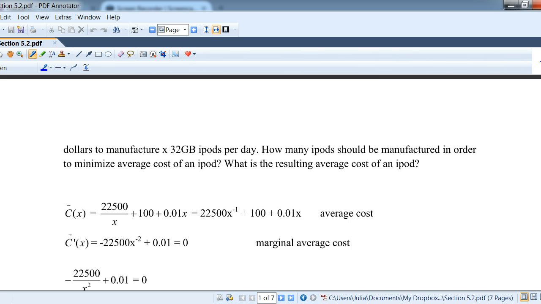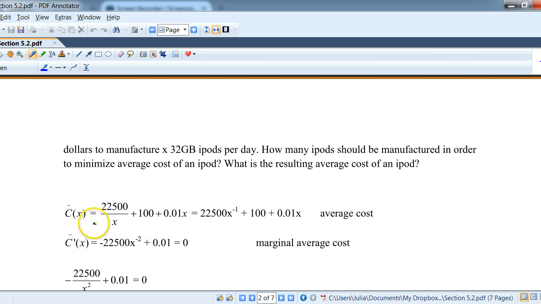How do we find average cost? We have to do something first. We have to divide the whole equation by x. So if we simplify the constant, 22,500 over x plus 100x over x, which is just 100, plus 0.01x squared divided by x just gives us 0.01x.